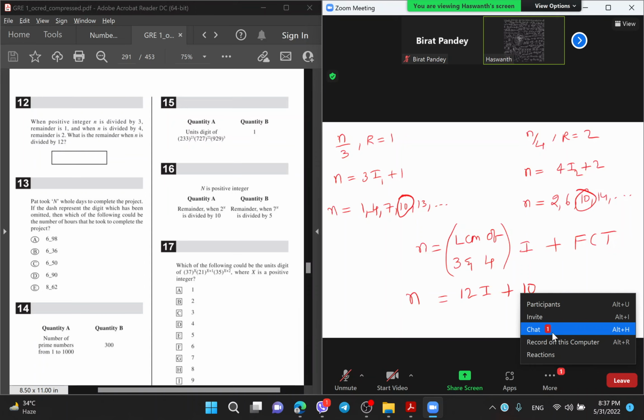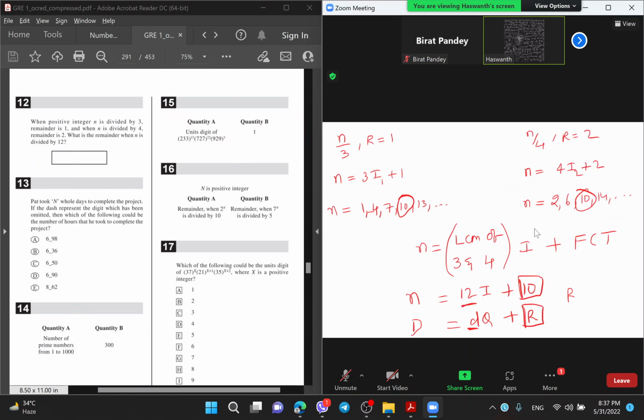Now what he is asking is the remainder with respect to 12. So there is no need to find the values of n and observe. Directly compare it with this form. Dividend is equal to divisor into quotient plus remainder. We are dividing by 12 and the corresponding remainder is 10.